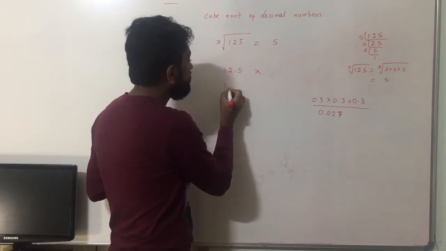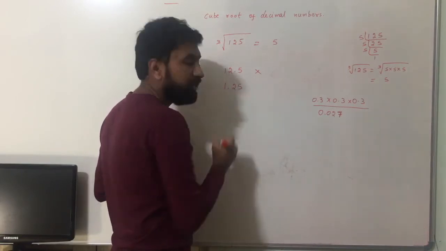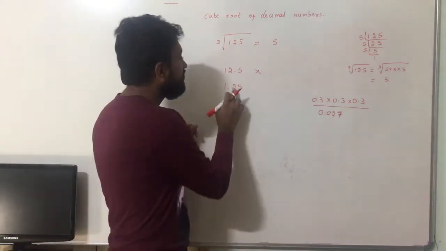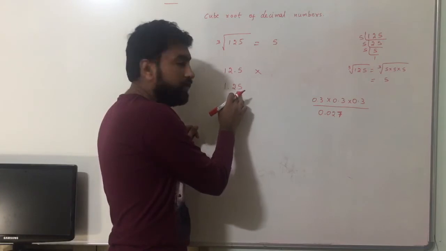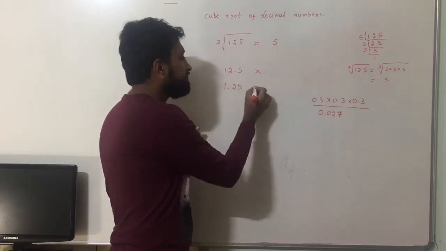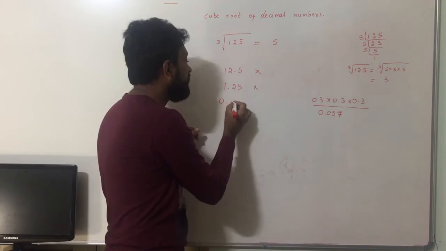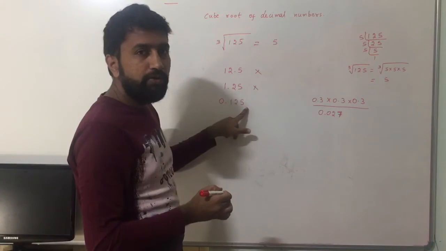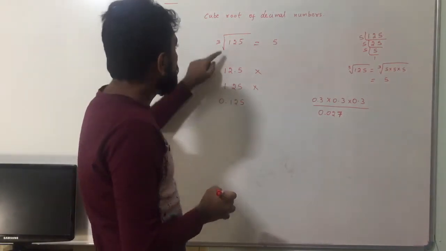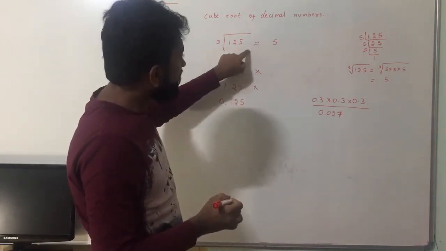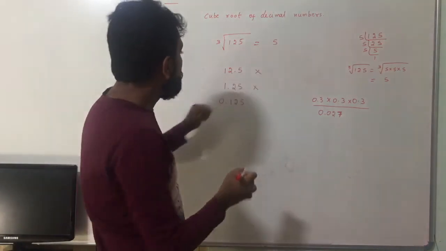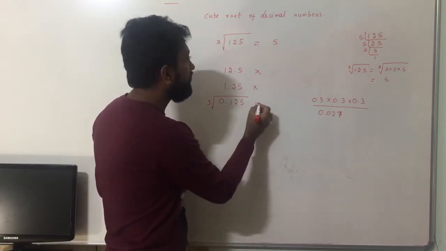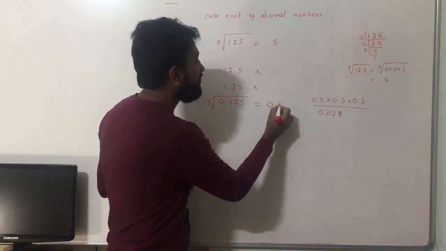Let us consider this example of 1.25. Can you find the cube root of this? You cannot, because you have only 2 decimal numbers here. How about 0.125? Can you find the cube root of 0.125? Yes, very much. We know that the cube root of 125 is equal to 5. The cube root of 0.125 will be 0.5.